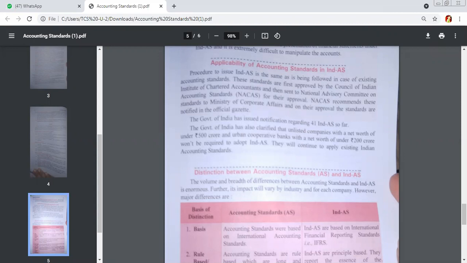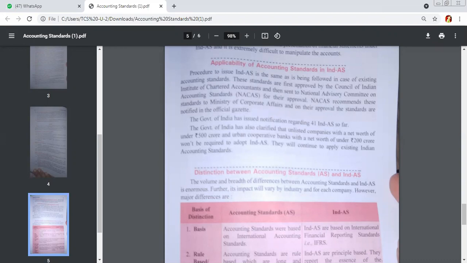NACAS recommends these standards to the Ministry of Corporate Affairs, and on their approval, the standards are notified in the official gazette. The Government of India has issued notification regarding 41 Indian accounting standards so far. The Government of India has also clarified that unlisted companies with a net worth under 500 crore and urban cooperative banks with a net worth under 200 crore won't be required to adopt Indian accounting standards. They will continue to apply existing accounting standards.